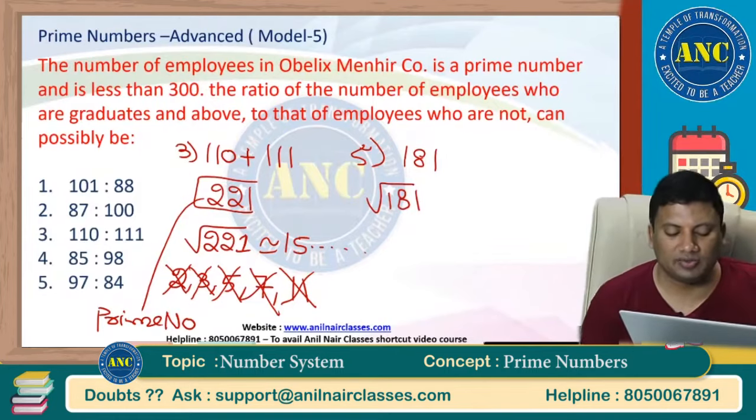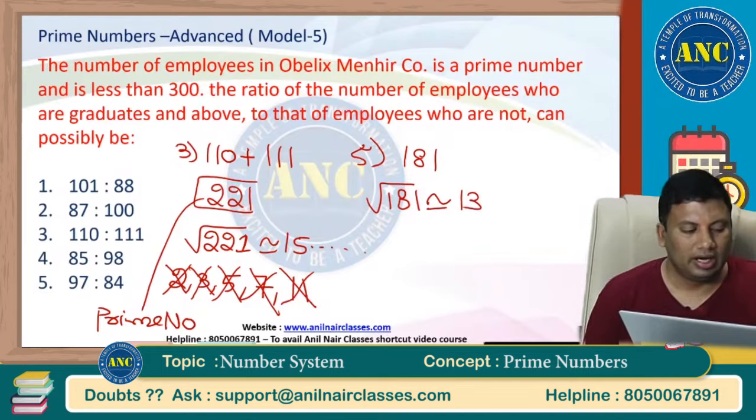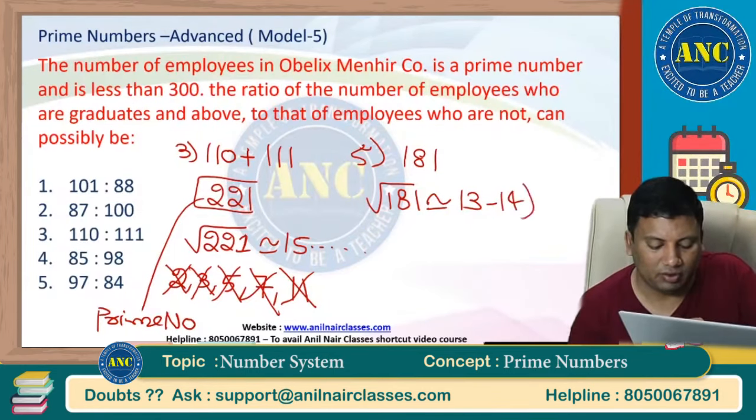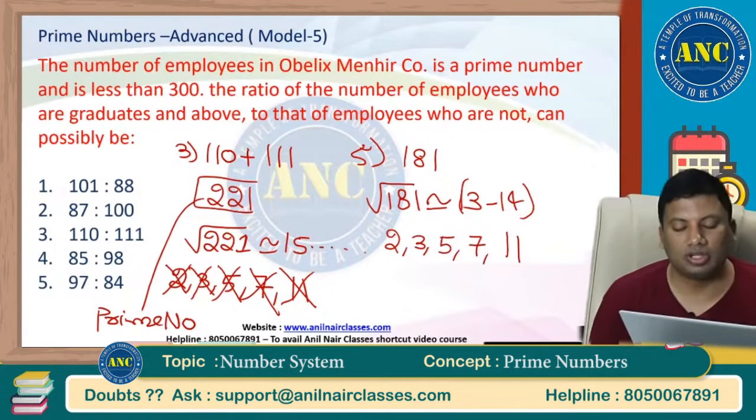14 square is 196. It is closer to 13, between 13 and 14. Now, what are all the prime numbers less than 13? 2, 3, 5, 7, 11.